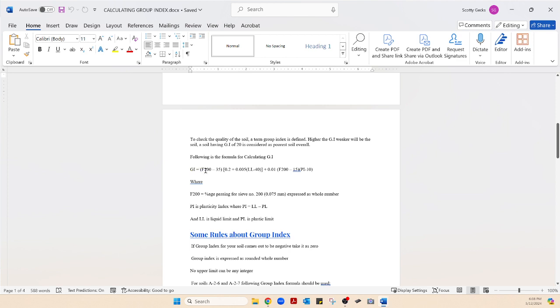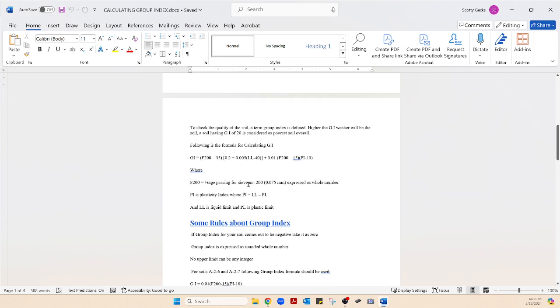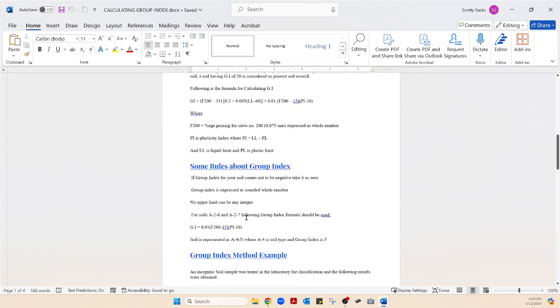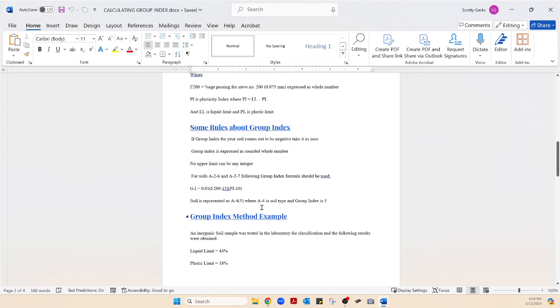Here's the formula once again, that F is your percent passing the number 200 sieve. The 35 is a given. Your liquid limit will either be given, and you subtract 40 from it, and when you get down here to the plasticity index, if it's not given, you take the liquid limit, which is given, minus the plastic limit, which should be given. But there are some rules about this that you can go over.